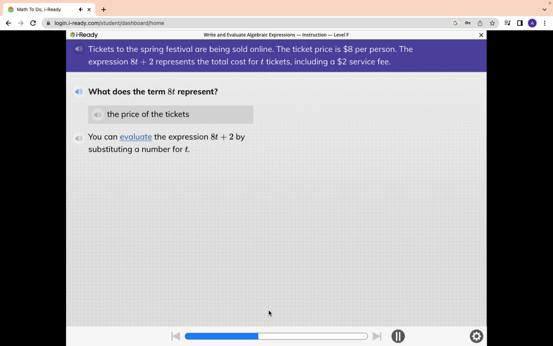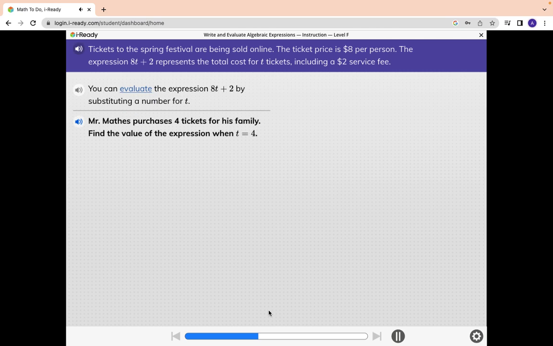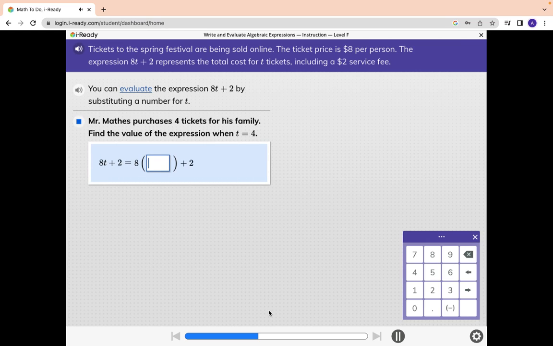You can evaluate the expression 8T plus 2 by substituting a number for T. Mr. Mathis purchases 4 tickets for his family. Find the value of the expression when T equals 4. If T equals 4, we can put 8, 4 in parentheses, because it's not 84, plus 2, that means 8 times 4 plus 2.